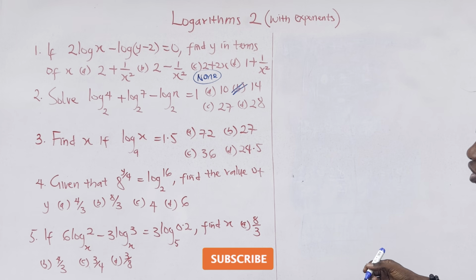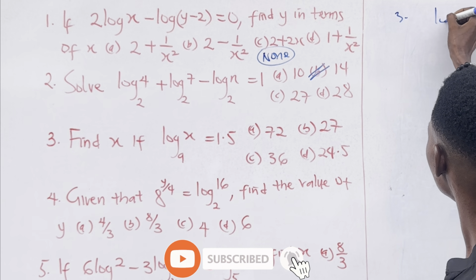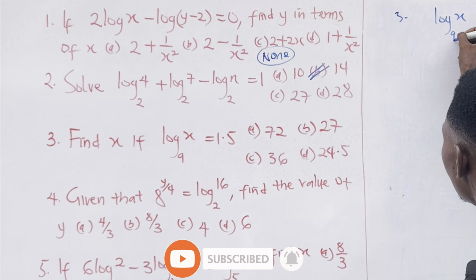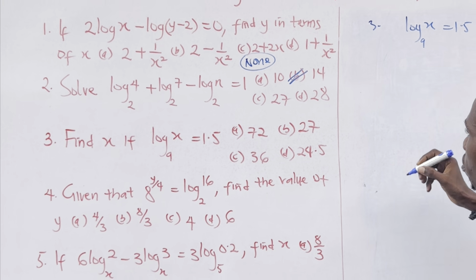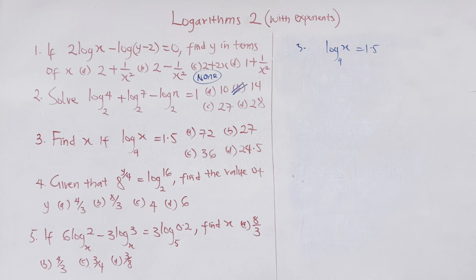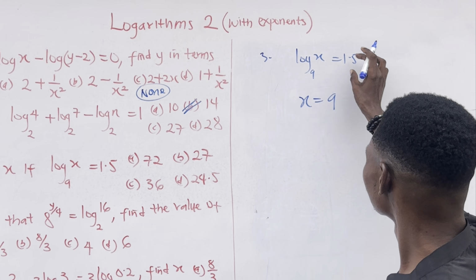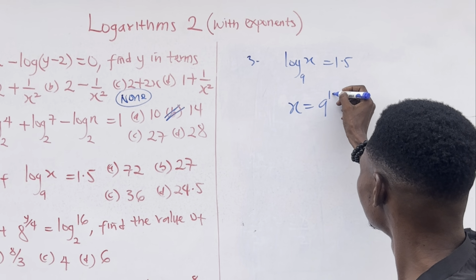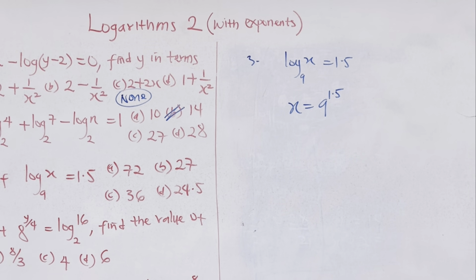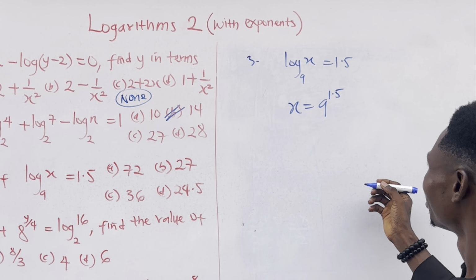Number 3 says, if log x base 9 equals 1.5, find x. I think this is the most straightforward one we have there. So remember our rule: the argument stays, the base comes this way and is raised to 1.5. The exam allows you to use a calculator, so you can go straight, but let's just solve it.